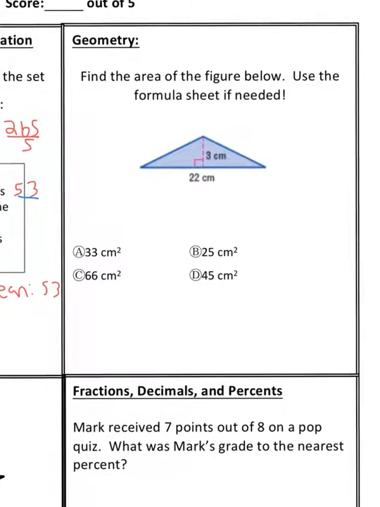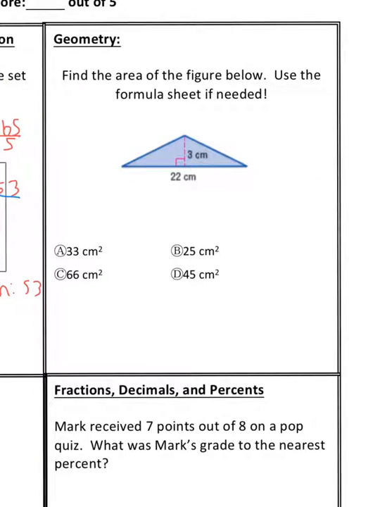Now let's go over to geometry. Find the area of the figure below. Use the formula sheet if needed. I'm going to make you do these steps, so you may as well do them from the beginning. Since it's a triangle, the formula for area of a triangle is A equals half BH. In other words, half times base times height.